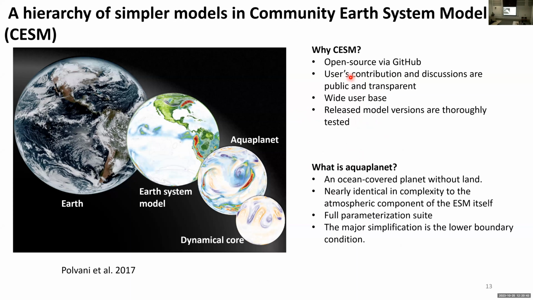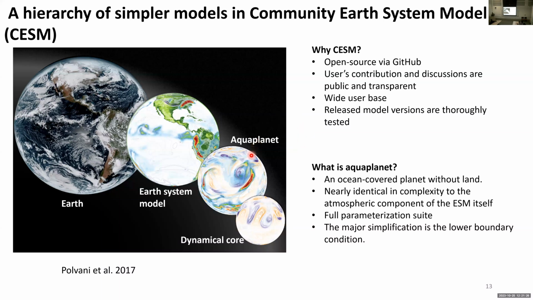So we choose the Community Earth System Model, CESM, as our starting point. Why do we choose CESM? First, it is an open source climate model. It's maintained, supported, and evolved by the community. So every user could contribute to it, every user could see the discussions and revisions on the code, and everyone could download it. Also, these models are strongly tested and maintained.